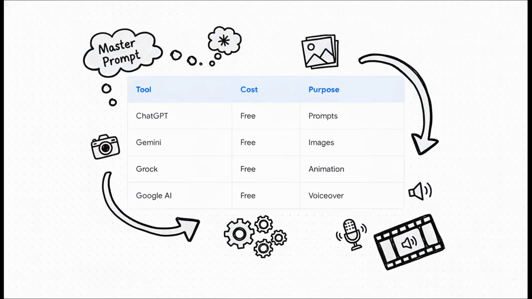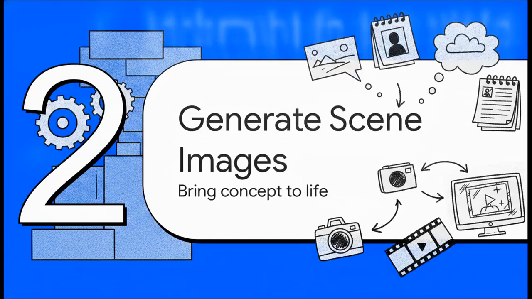And here is the absolute best part, the secret sauce, if you will. It's a 100% free tech stack. You use ChatGPT to process your prompts, Gemini to generate the images, the Grok automation extension to make it move, and Google AI Studio for the voiceover. Total cost? $0. You are literally managing an entire production workflow from start to finish with one single master prompt. Moving right along to Section 2, generating your scene images, where we bring the concept to life.